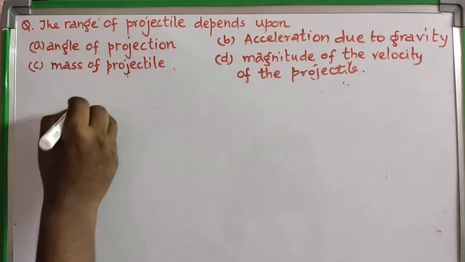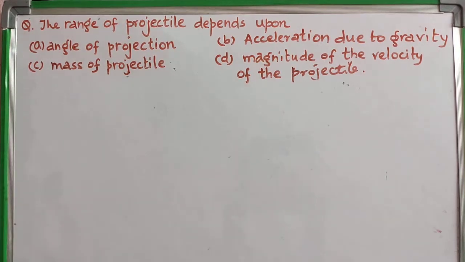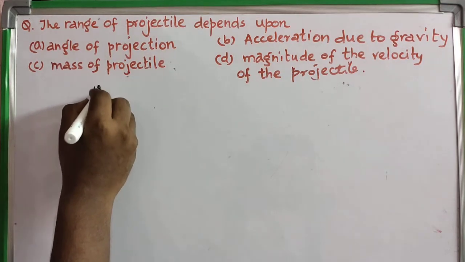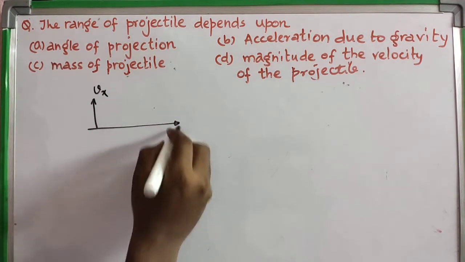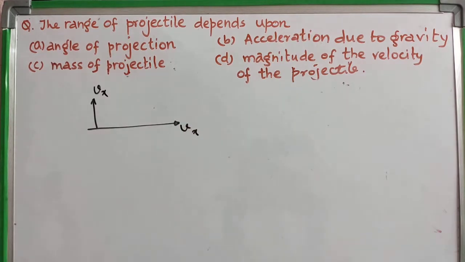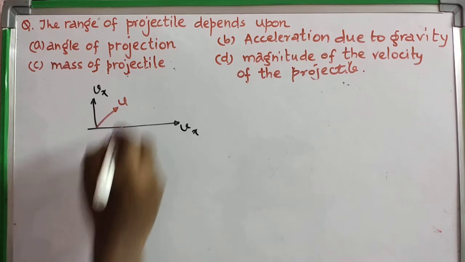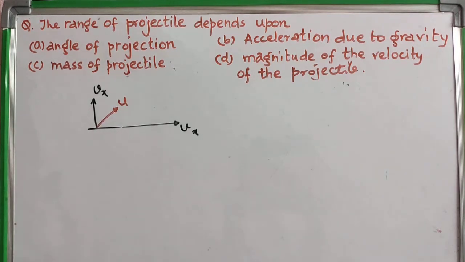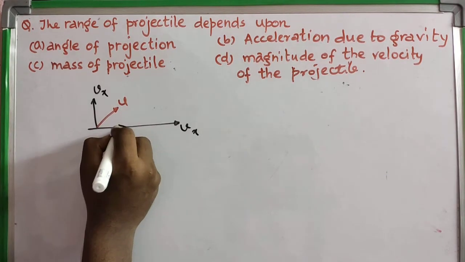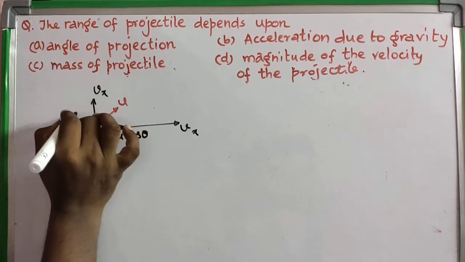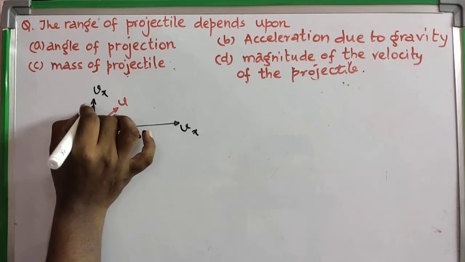So what is that? Projectile, right? Vertical axis, horizontal axis, thrown with ux, thrown with the velocity u. So it has two components: horizontal component ux, u cos theta, and vertical component u sin theta.